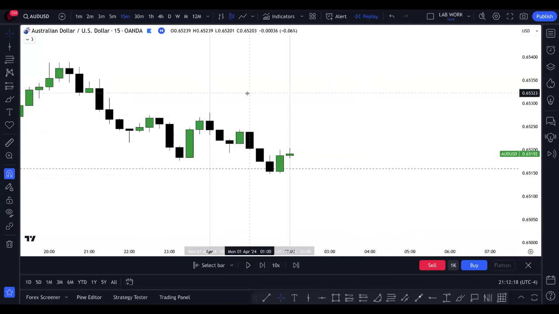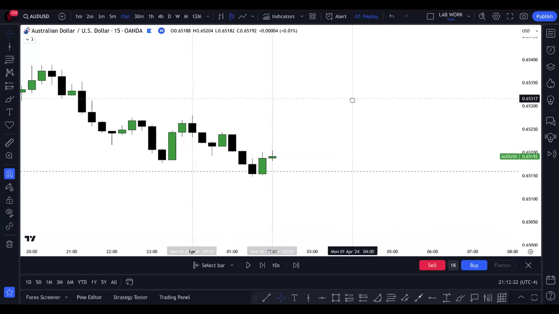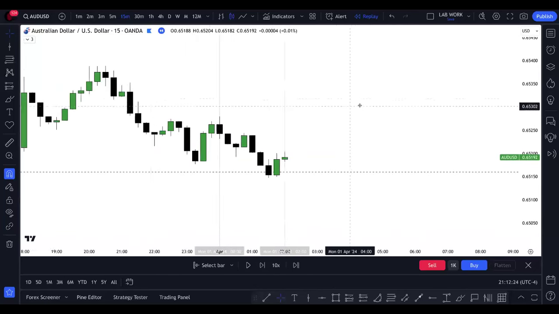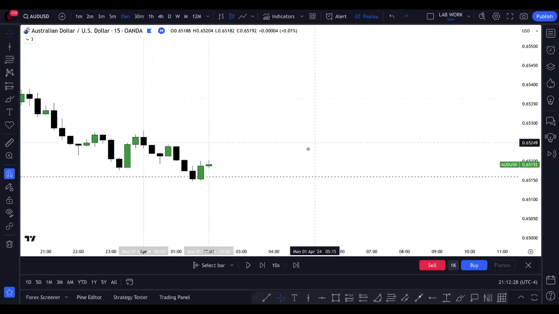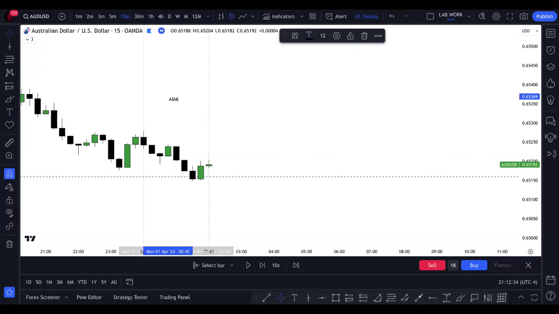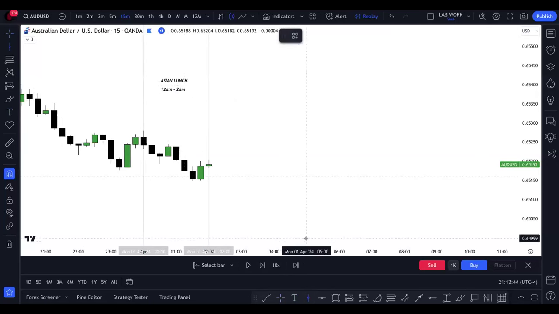So the London model for AU, this is on Monday too, right? Not a day I would trade, but we're gonna show it anyway because repetition is just gonna get us more experience and getting familiar with the model. This is midnight to 2 a.m. This is the Asian lunch or dead zone, Asian dead zone, right? And this is going to be 12 a.m. to 2 a.m. I'm framing everything off of a 15-minute time frame.